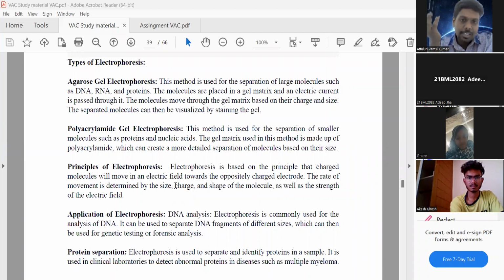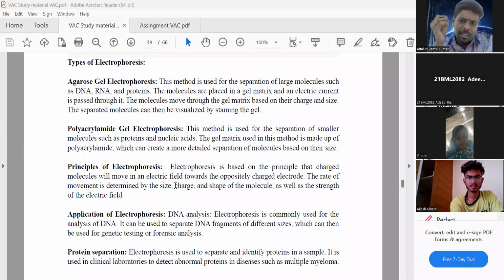Whereas polyacrylamide is a synthetic gel, which has similar properties to agar. Okay, so this is the difference between polyacrylamide and agarose. Then what are the applications of electrophoresis? One of the straightforward applications is separation of DNA fragments.